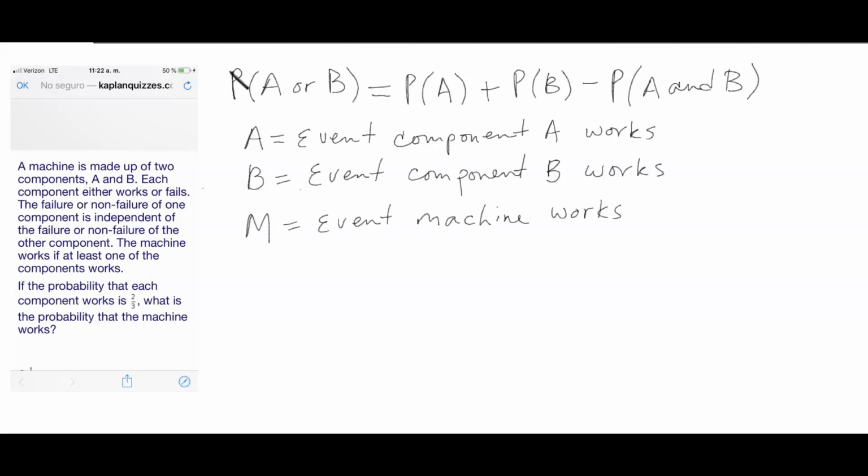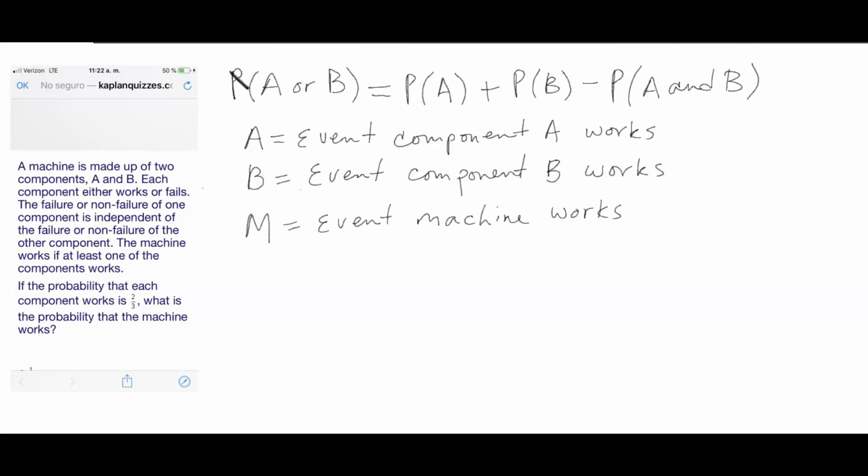It gives you some information about events A and B. It says that each component either works or fails. In other words, there's nothing else. Either you're going to work or you're not going to work. Okay, that's good to know. Also, it says that the failure or non-failure of either component is not dependent on each other.